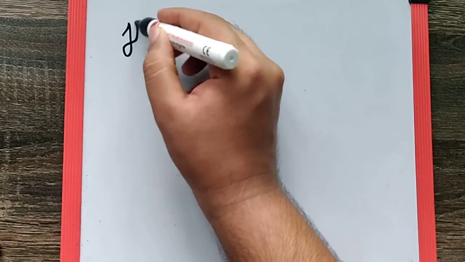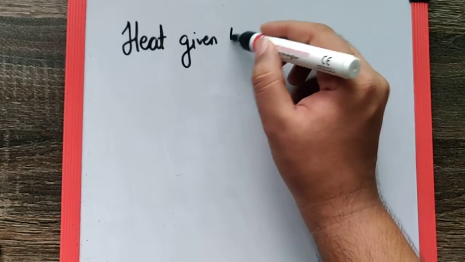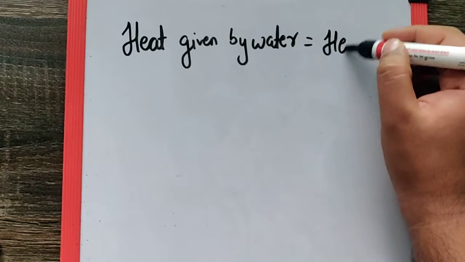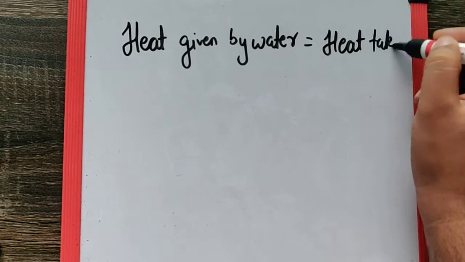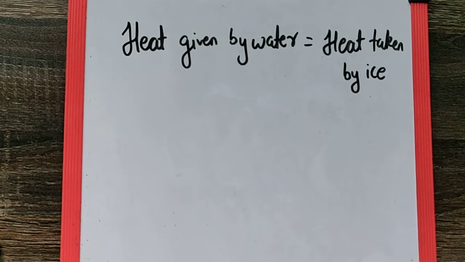Now to simply solve this, I can say some amount of ice is going to melt and it will get converted to water, and the water from 40 degrees Celsius will come to 0 degrees Celsius to provide that amount of heat. So I can say heat given by water is equal to heat taken by ice. This is nothing but the principle of calorimetry.